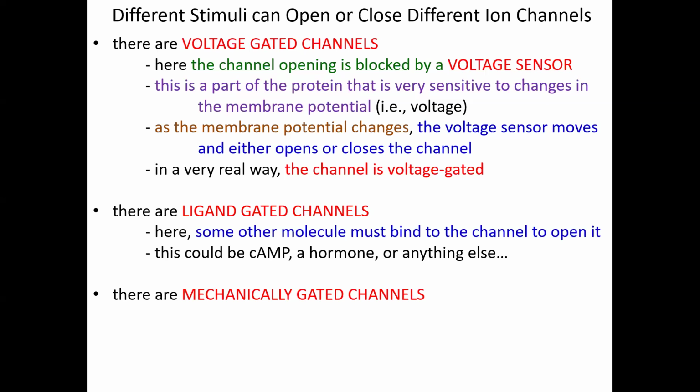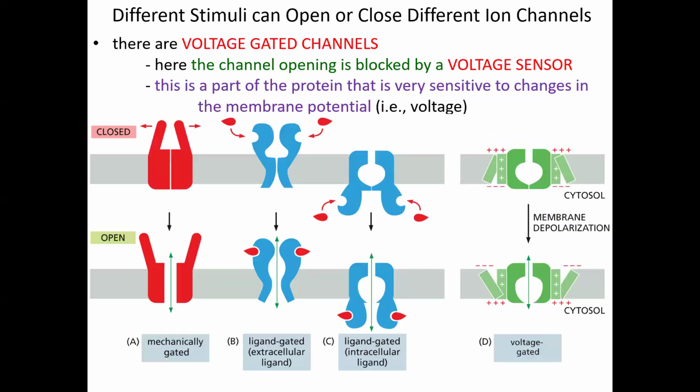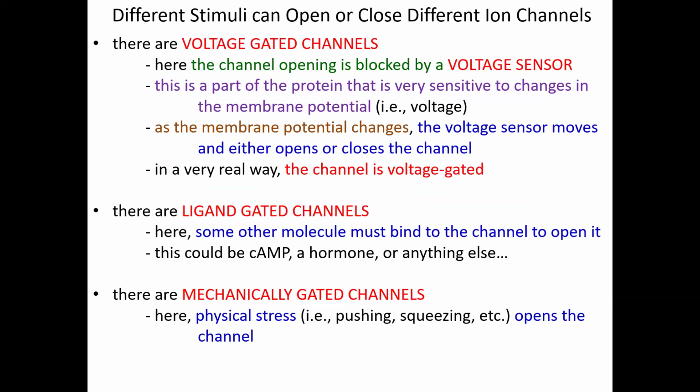There are mechanically gated channels. These are really interesting because what causes a mechanically gated channel to open or close is mechanical pressure. So some pain receptors are mechanically gated. When you press hard enough on your skin, you press hard enough on a nerve ending, and it can hurt. And that's a mechanically gated channel. We're going to see a truly stunning example of a mechanically gated channel in just a second as well. But generally speaking, physical stress, mechanical stress, pushing, squeezing, etc., causes the channel to open.